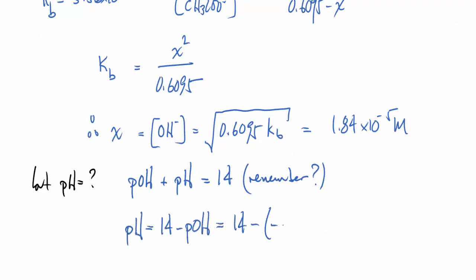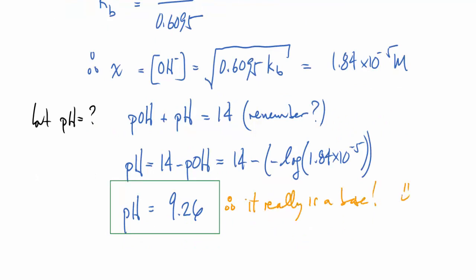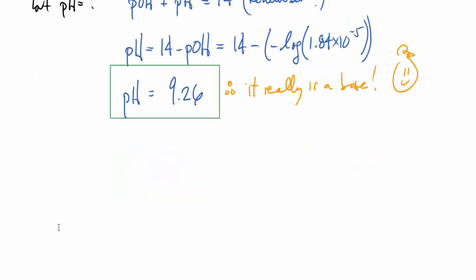Remember, pH plus pOH equal 14. So we'll get the pH from 14 minus the pOH, which is 14 minus the negative log of the hydroxide ion concentration. And the pH is 9.26. So it really is a base. Sodium acetate, certainly in solution, is basic.